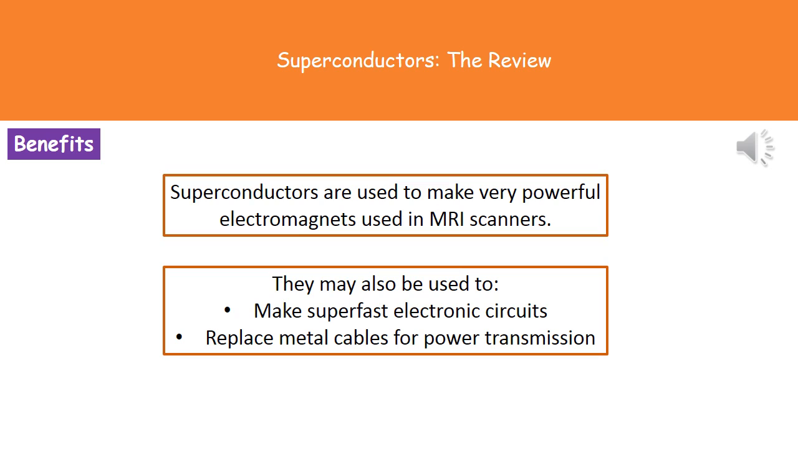Now, in the future, we may also be able to use these superconductors for a couple of other things. First one being that we may be able to make very fast electronic circuits. What we find in our current circuits is that because we've got that electrical resistance, it slows down the transmission of the electricity. If we had no resistance, it would be even faster than it is now, which means more powerful computers.